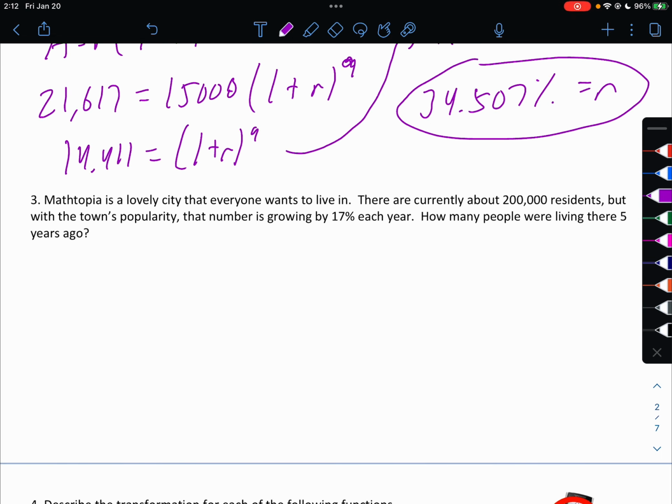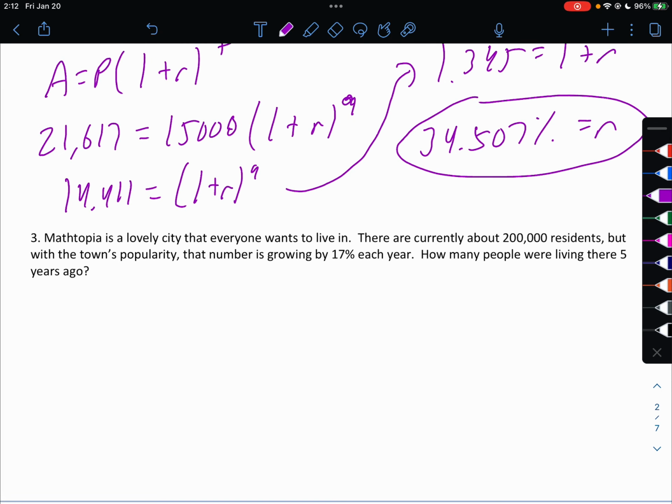Third one, Metopia is a lovely city that everyone wants to live in. There are currently about 200,000 residents, but with the town's popularity, that number is growing by 17% each year. Again, that's our simple growth formula, same one as the last one here. How many people were living there 5 years ago? So we currently know there are 200,000 people, and we want to know what A was. There's two ways to do this.